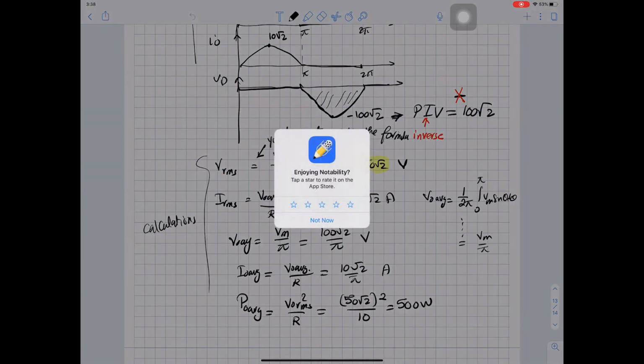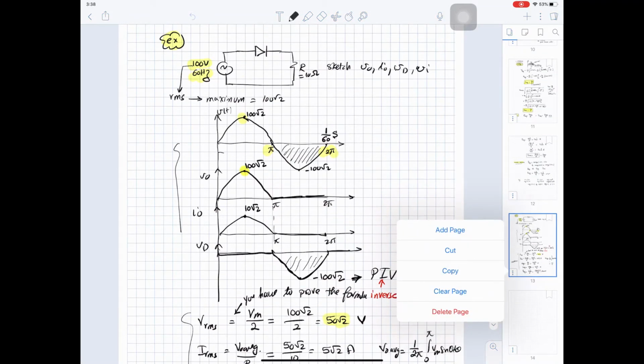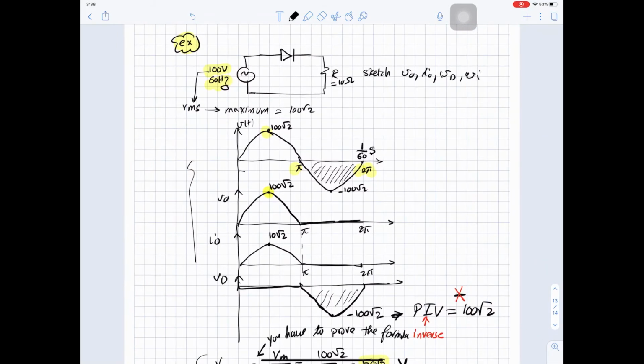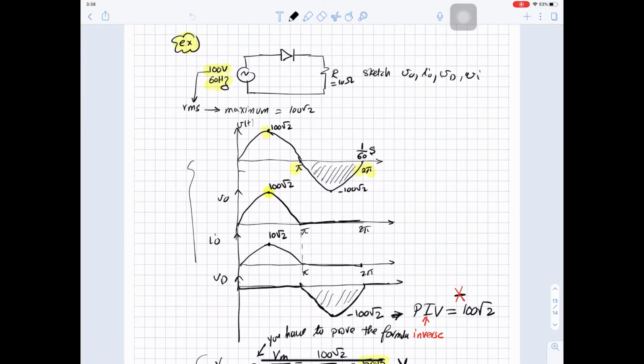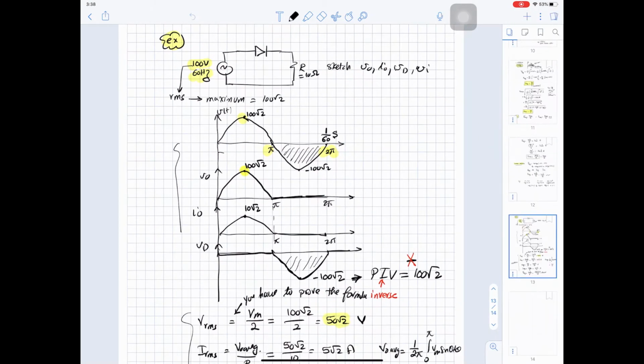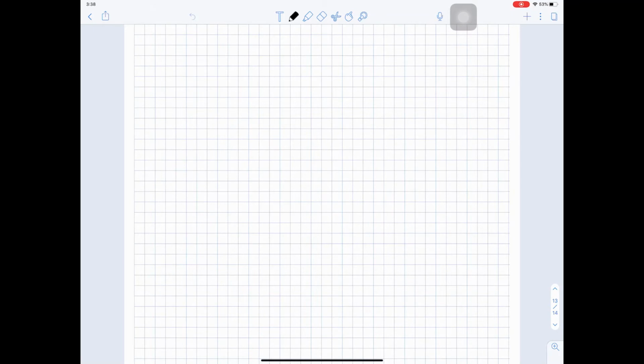The last point here. Okay, I will give you low rating notability. Okay, I don't know what happened here. It's not moving up or down. So just a quick note here.